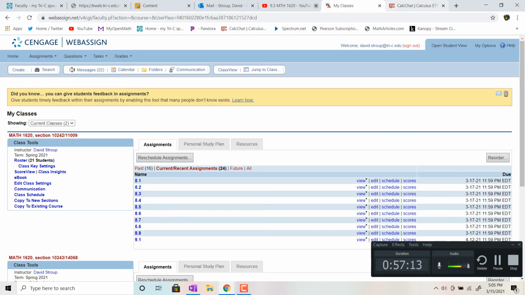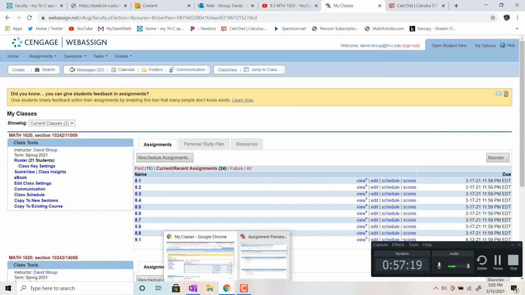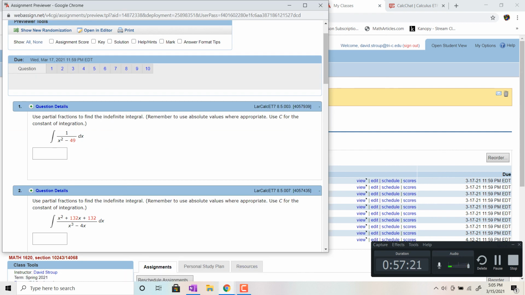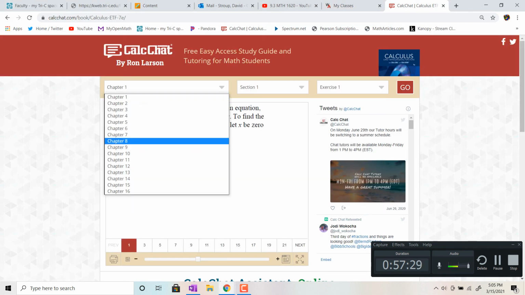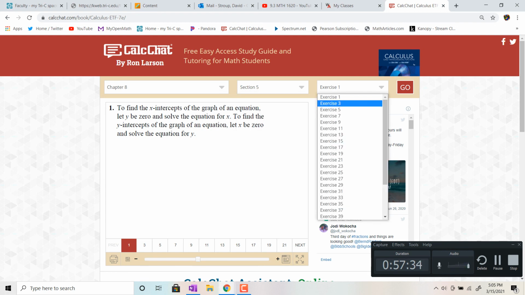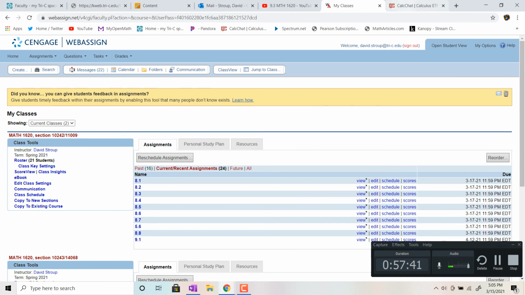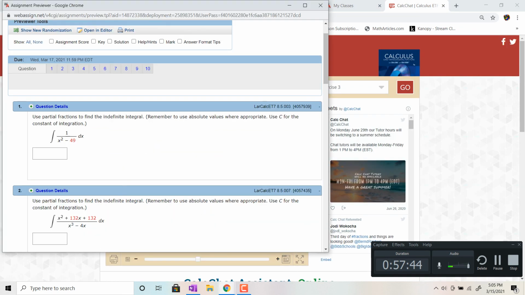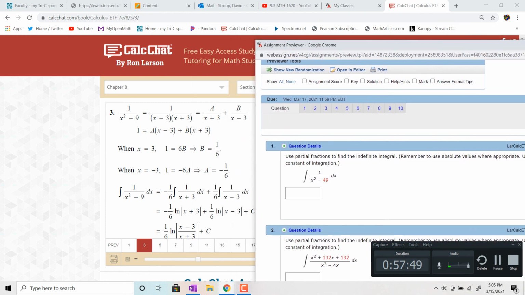So you can find the same problem in Calc Chat. It's just going to have different red numbers, right? So this is 8.5. This is chapter 8, section 5. Question 3, and then go. And you see it's the same. It's that problem. It's just they use a different red number. Okay, so hopefully that'll help.